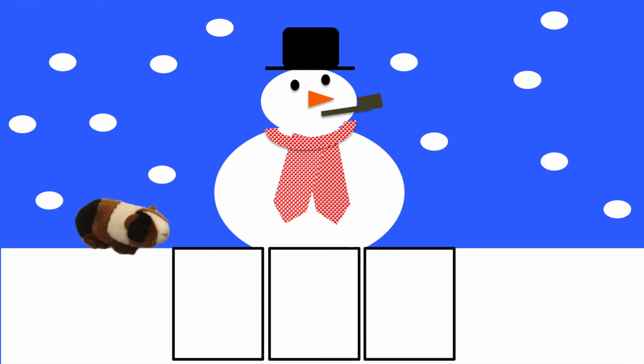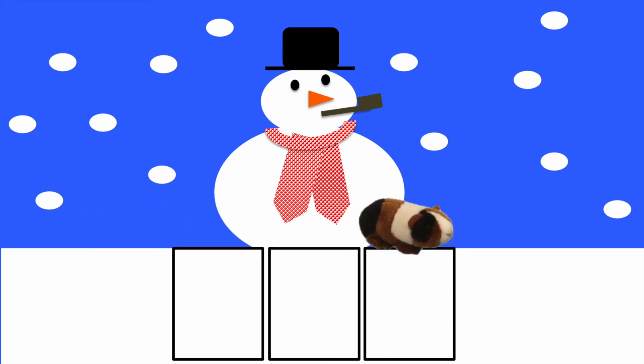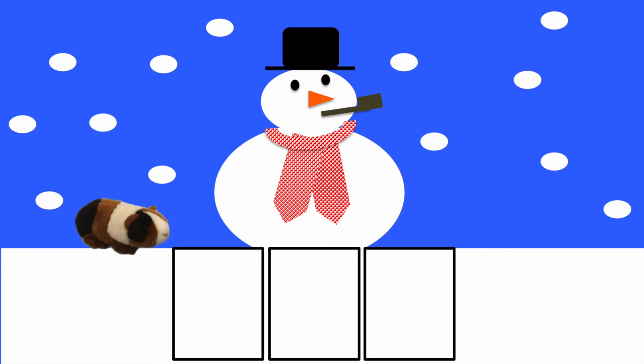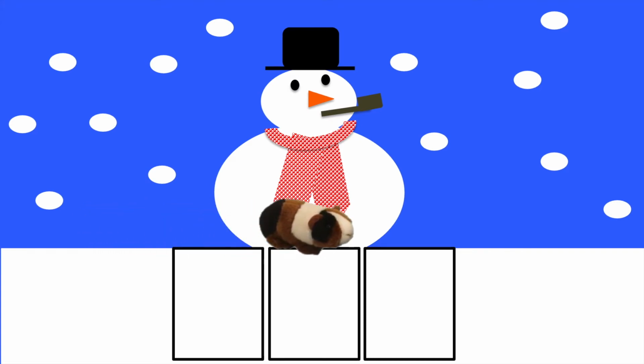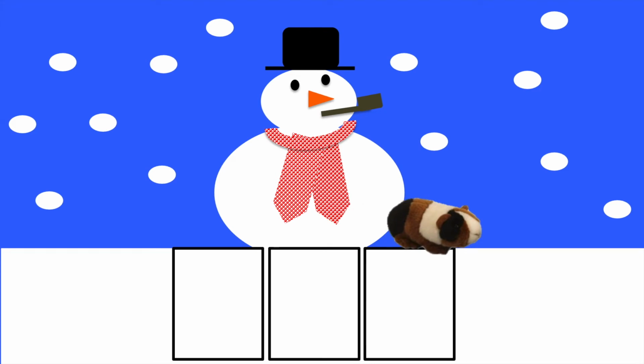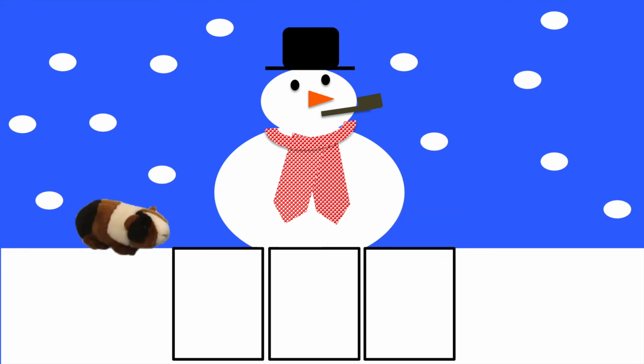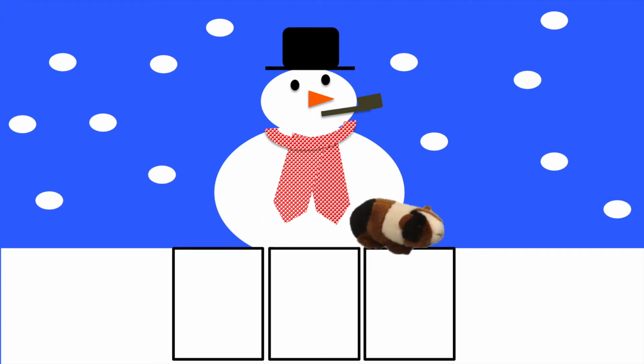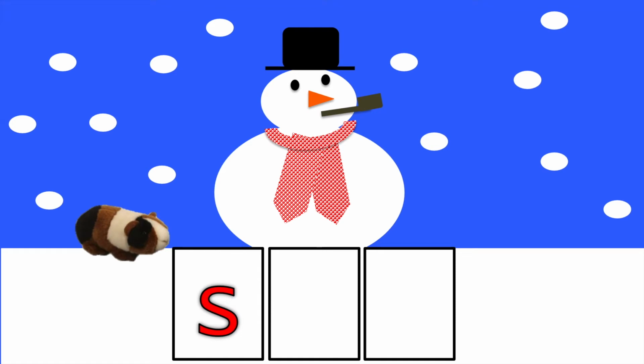Here's the next one. Snow. Can you hear the three sounds? S-n-o. Snow. I'll do it one more time. S-n-o. Where was the S sound? Was it at the beginning, the middle or the end? Pause the video and write it in. Did you get it right? The S sound was at the beginning of the word. Snow.